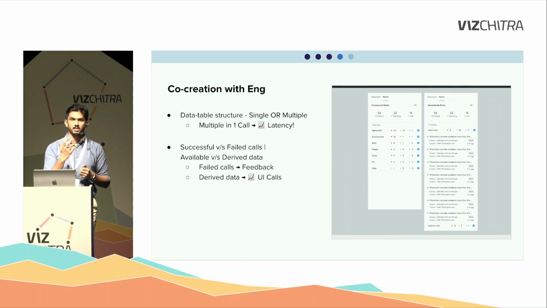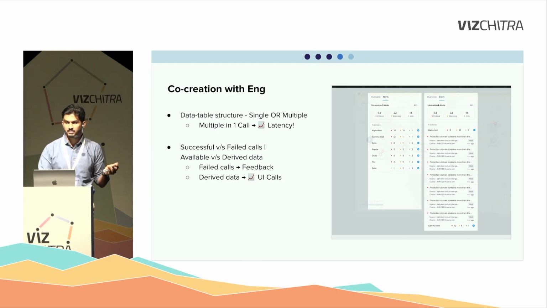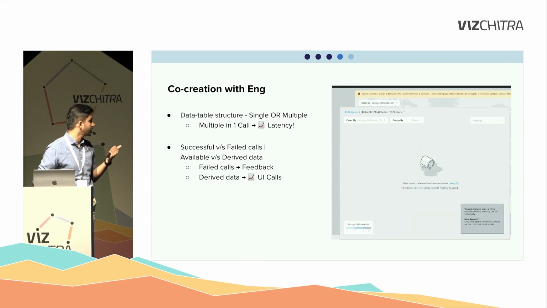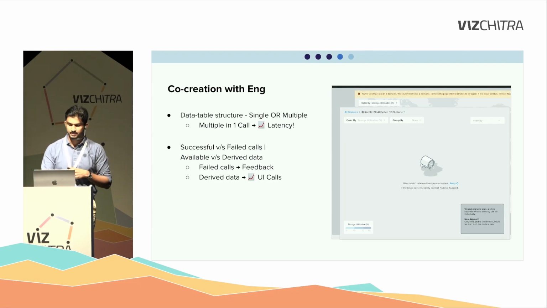Next up, how do you tackle successful versus failed calls, and data that is already available versus what you need to derive? In case something fails, we need to give some feedback on how it is being handled and what the user can do next. In these cases, either retry or file a support ticket.